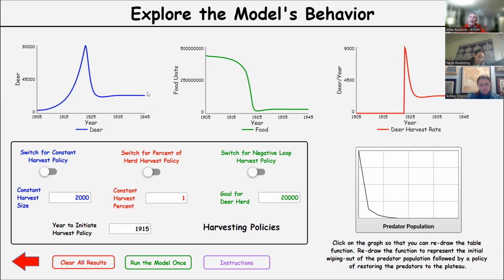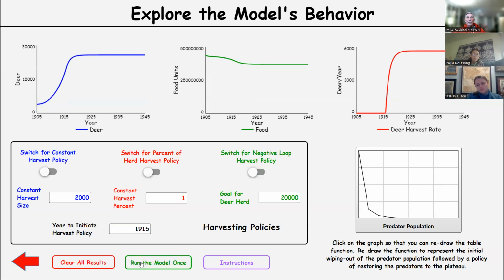Okay. So what if we added a negative feedback loop, a thermostat, a servo mechanism, and say we have a goal for the herd of 20,000 here. Let's see what happens. And it stabilizes things, of course, very nicely. It was the last one. And the goal was between 25 and 30,000 on the plateau. Now you can play around with this. What if it was 30,000?